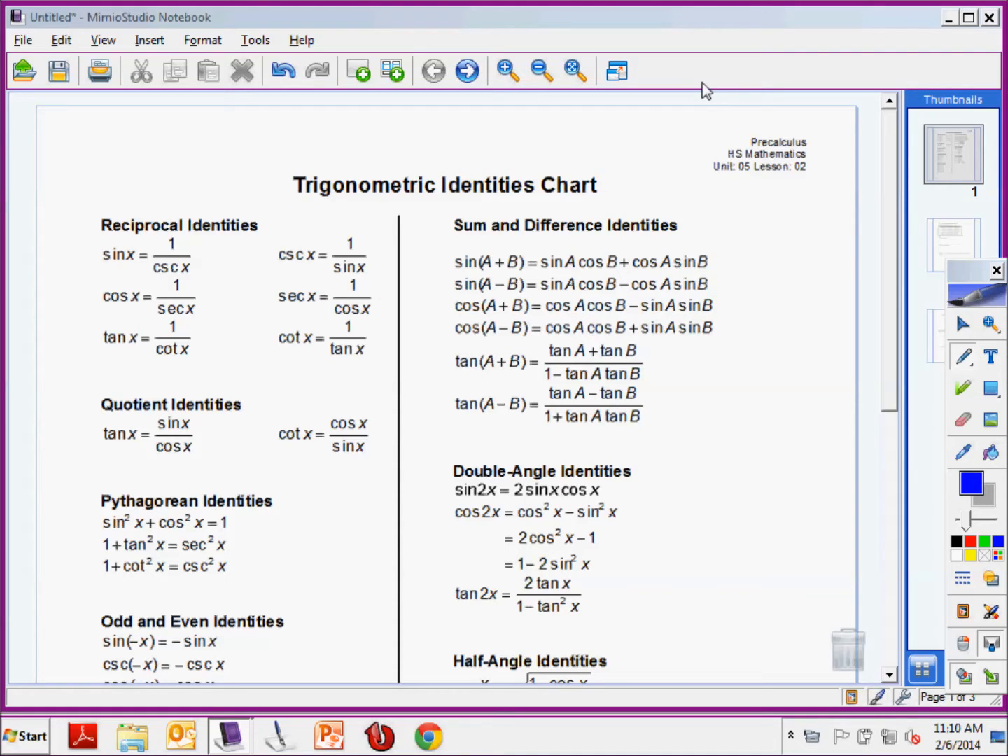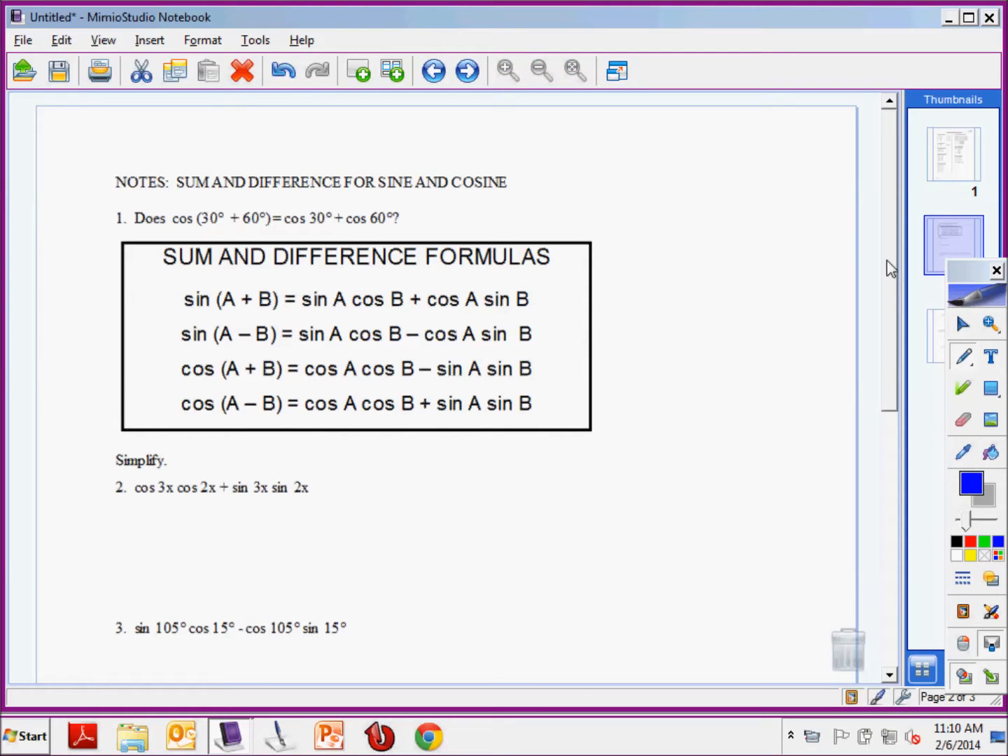We're going to use this today. We're going to go on into today's lesson. Today's lesson is sum and difference for sine and cosine.